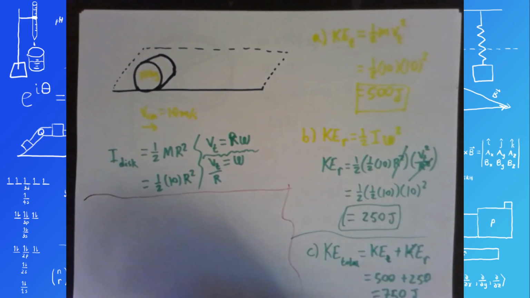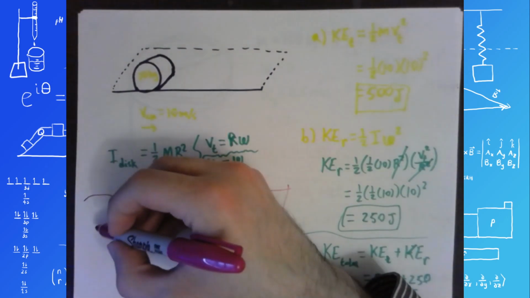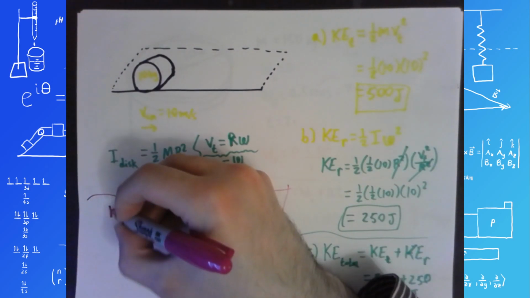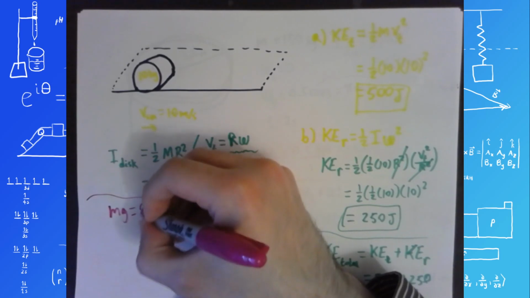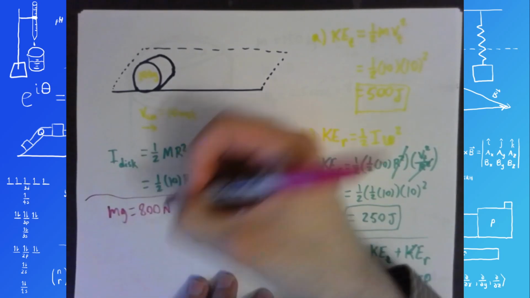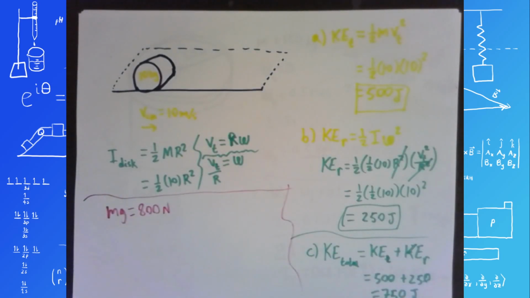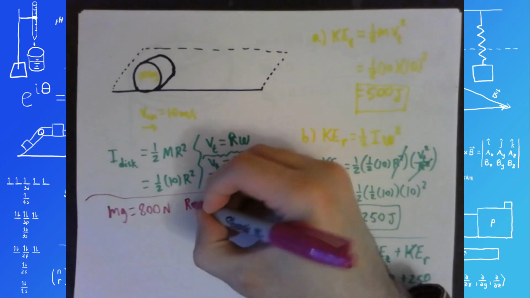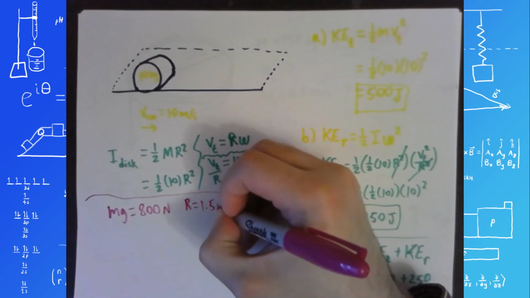So it's an 800 Newton merry-go-round. So mg equals 800 newtons. Divide by g to get its mass, which you then need to use to get its moment of inertia. Radius equals 1.5 meters.